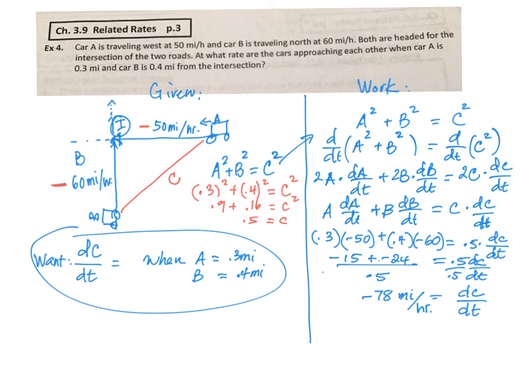And we check the answer. This makes sense because as the two cars get closer to the intersection, the distance c is getting smaller or decreasing. The derivative or the rate of change is negative.